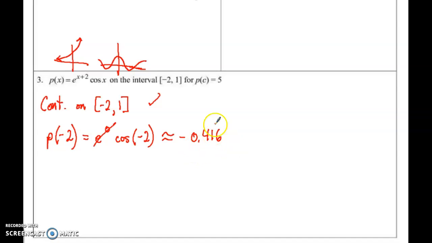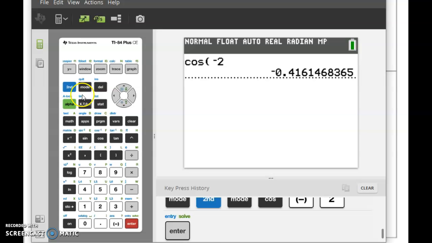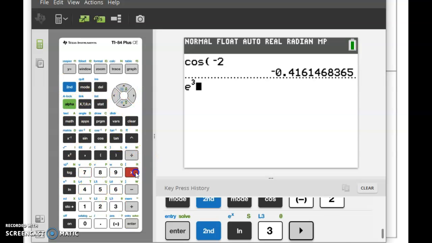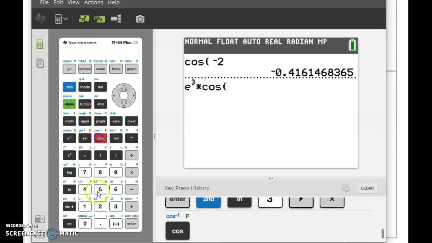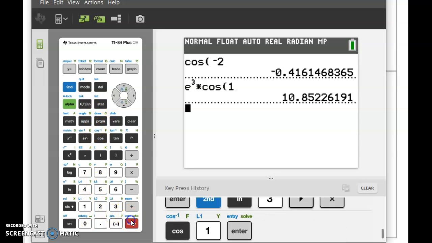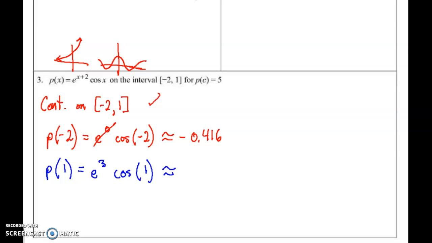All right, round to 3 decimals. Please don't forget about that. Let me change colors to find what p of 1 is. Well, p of 1, we're plugging that in, so 1 plus 2 is 3 times cosine of 1. I do not expect you to know either of those in your head, because e to the 3rd power is not a pretty number. So e to the 3rd power times cosine of 1 is about 10.852.